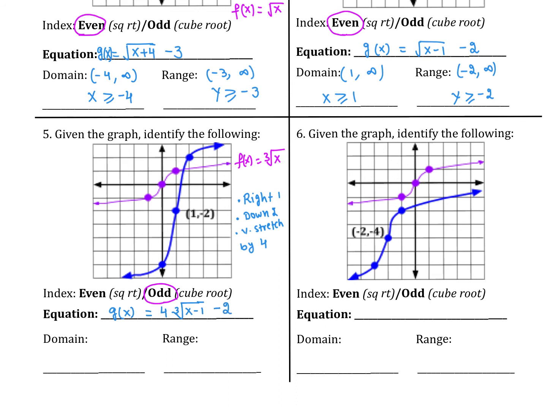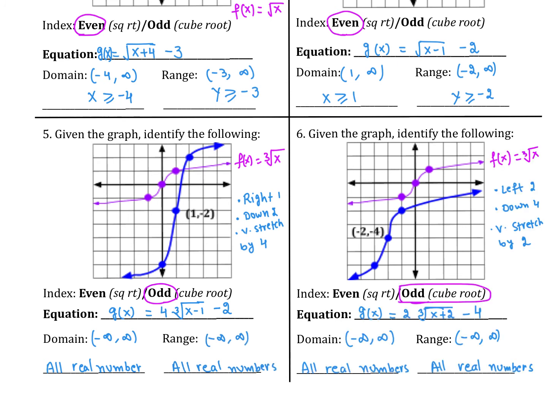For domain and range, you can see that the arrow is going forever on the left side and forever on the right side. So the domain is -infinity to infinity, or all real numbers. Similarly, the range is going up forever and down forever. So -infinity to infinity, or all real numbers.